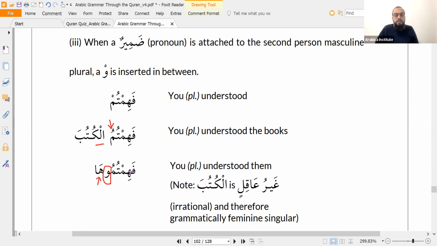Qara'tum, qara'tumuhu. You've got to add that wow. All right. Let's do another one. Zurtum. You visited. Let's say you visited him. Zurtumuhu. Good. Akaltum means you ate. Say you ate it. Akaltumuhu. Good. All right.